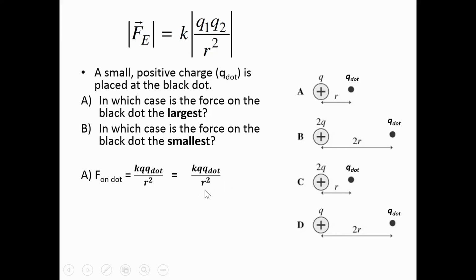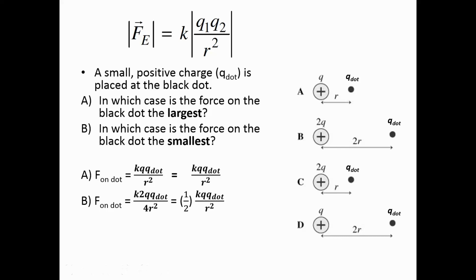Now we're going to use that and compare it to the other places. At point B, we now have 2Q times Q dot on the top. And on the bottom, we have 2R, and that's squared. Make sure you square the 2. So it's going to become 4R squared. So this is our force on the dot in the second place. We're going to simplify this because we have 2 over 4. That's going to become 1/2 times Q dot over R squared.